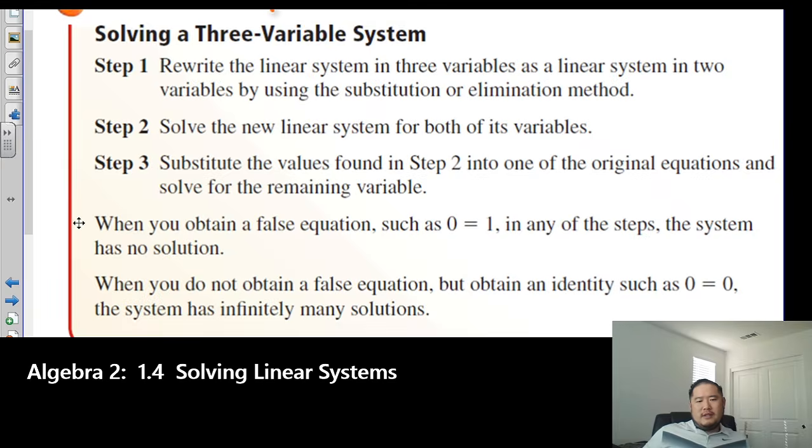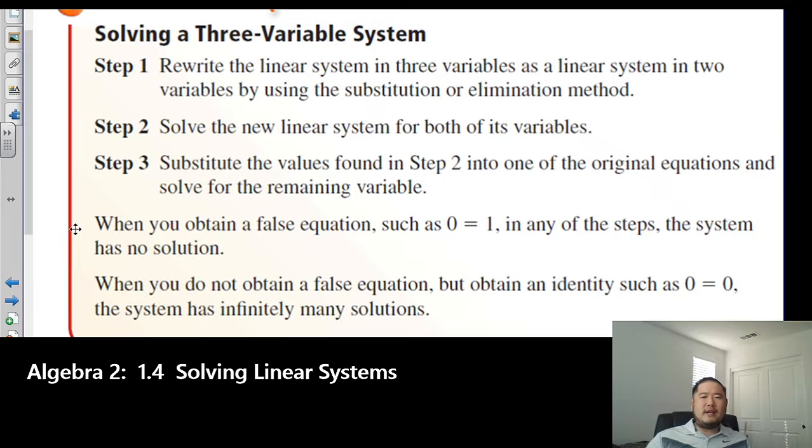I'll see this often in tests, and even PSAT, SAT type stuff, is when you obtain a false equation, such as 0 equals 1. In any of the steps, the system has no solution. So let's say I take the first two equations and I'm using the elimination method, and I end up with something like 0 equals 1, or something that is false. It could say 5 is equal to 10. We should know that that is not true. So if that happens, then there is no solution.